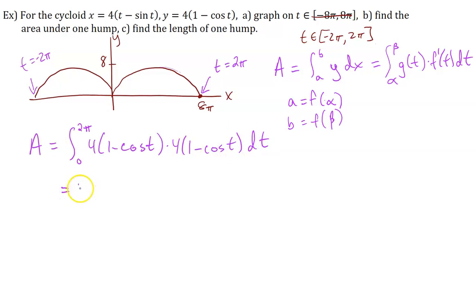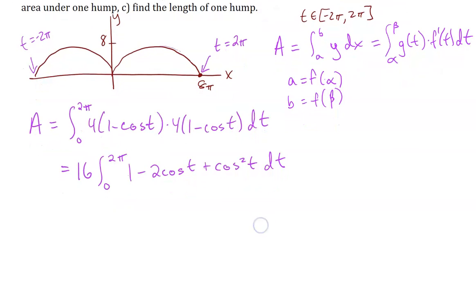Okay, taking the 16 out, we have the integral from 0 to 2 pi of, I'm going to square 1 minus cosine t, so that's going to be 1 minus 2 cosine t plus cosine squared t dt, okay? And then from here, we can split this into 3 integrals. Remember, the 16 goes to all of them. We are going to have to use the half-angle identity on that part.